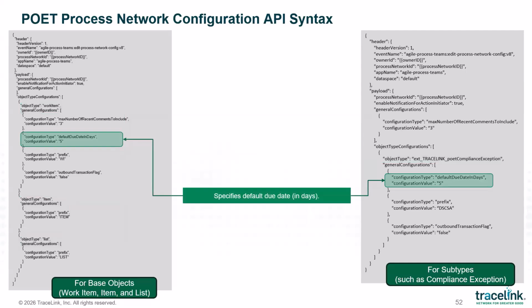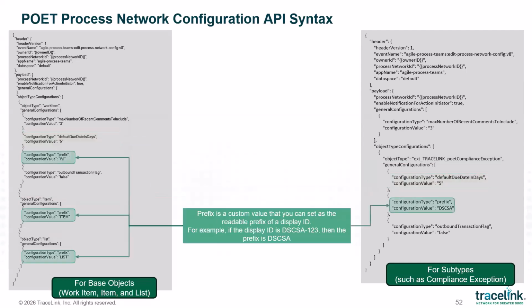Here you can specify the number of days for the default due date. In this example, it's set to 5 days from the creation of the base object or subtype. Here you can specify the prefix. Prefix is a custom value that you can set as the readable prefix of a display ID. For example, if the display ID is DSESA-123, then the prefix is DSESA.